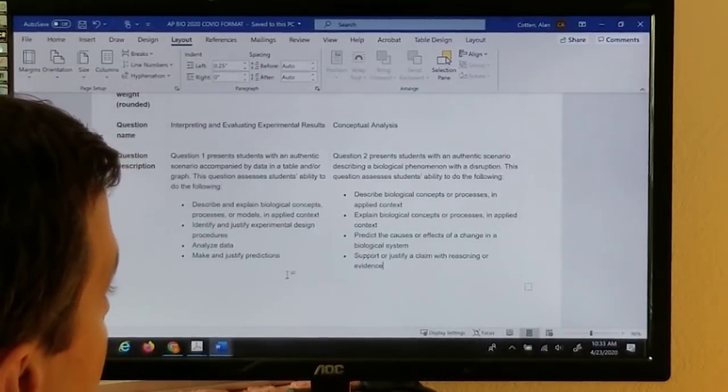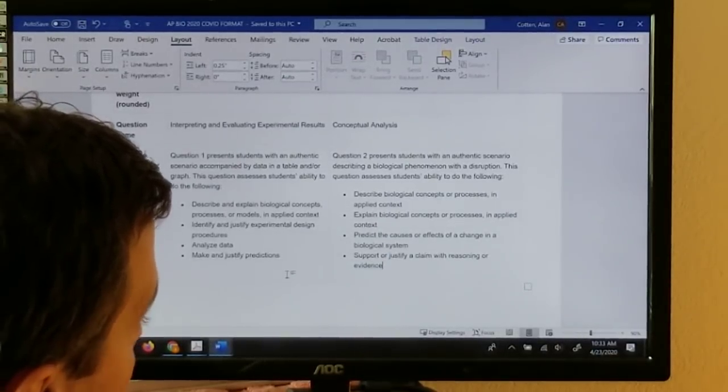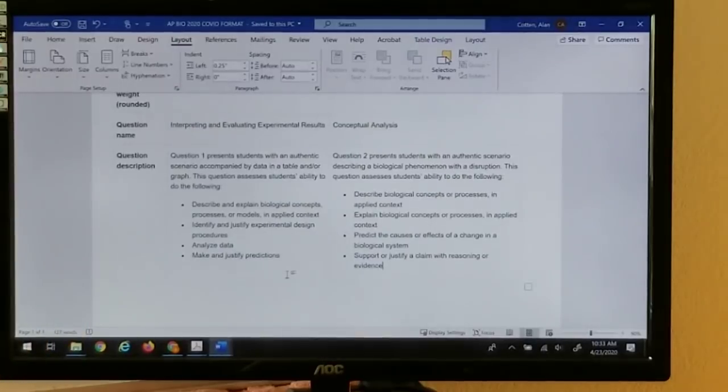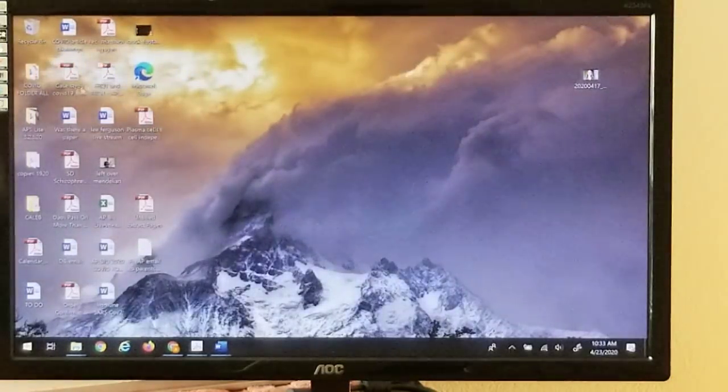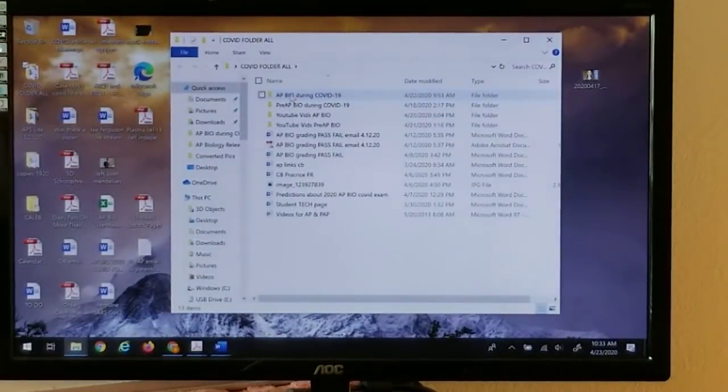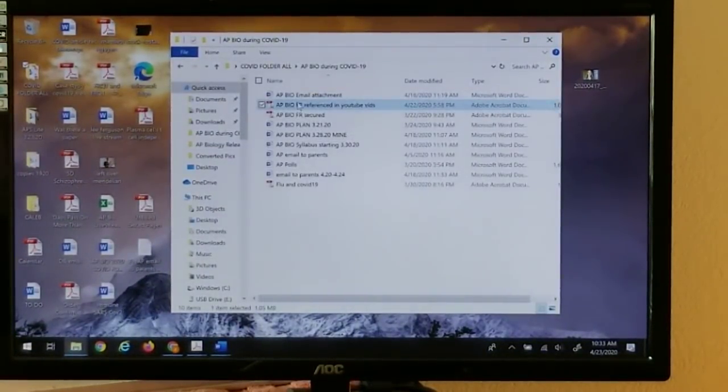Predict the cause or effects of a change in a biological system. Support or justify a claim with reasoning or evidence. So I can pull that up real quick, the one that I just referenced. So bear with me for just a second.